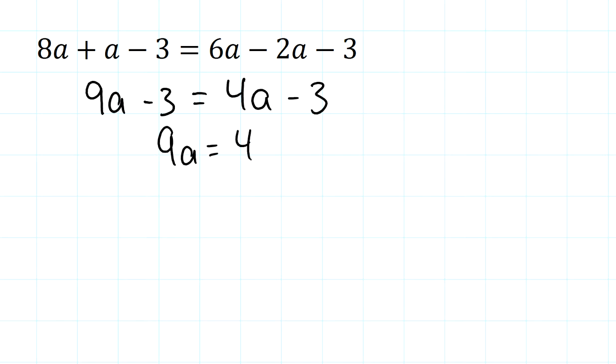9a equals 4a. Now a lot of times people are like, hey, those are different. That can't work. Well, let's just hold on. If I take away 4a from each side, right, I get 5a on the one side, and on the other side I get 0. So, and then if I divide both sides by 5, I do see that a has to be 0.